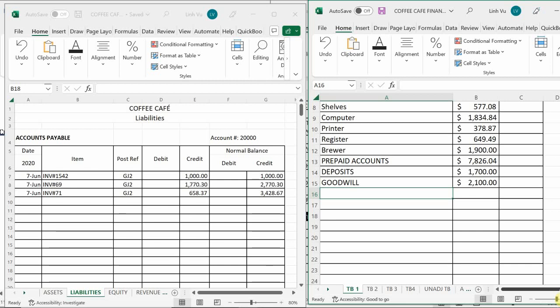So in this case, my first liability account that I have is accounts payable, right? So now make sure you're not going to put it in your debit column because this time I have a credit balance. Right now, my current liability accounts payable is going to be for $3,428.67 on the credit side. Okay, 3,428.67. Okay.